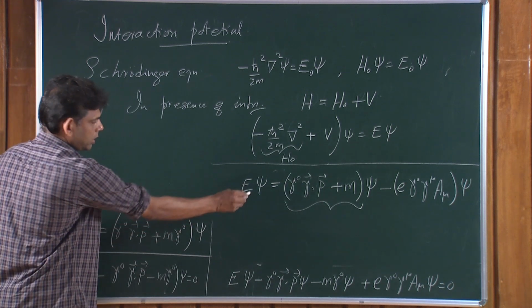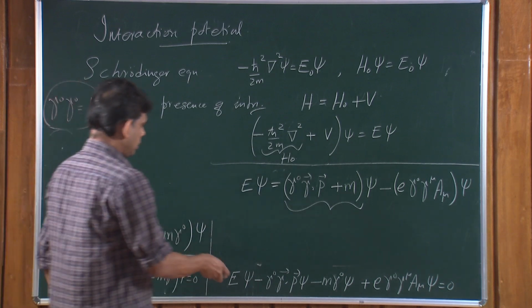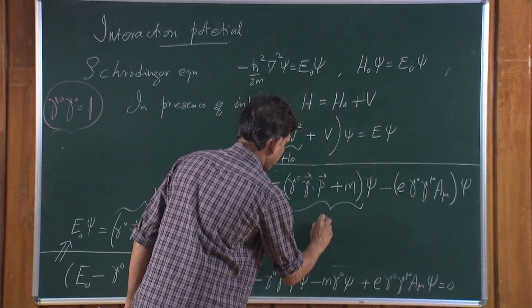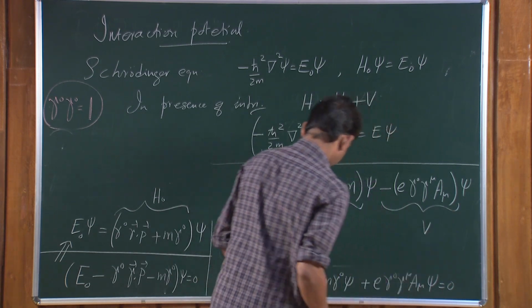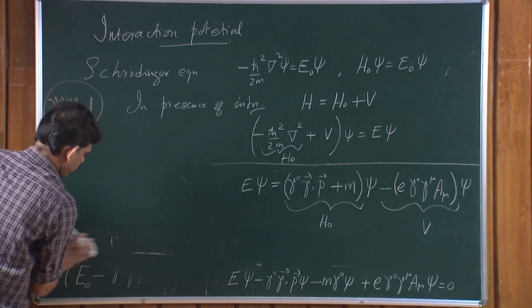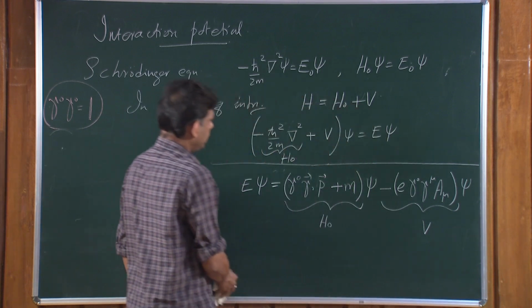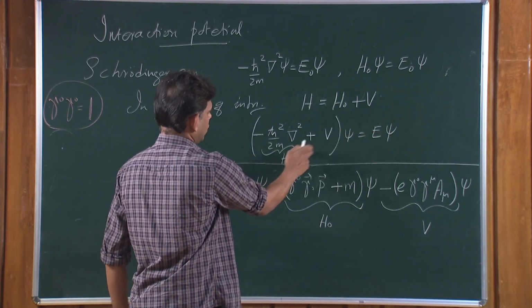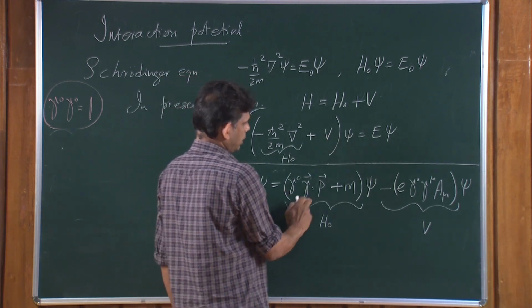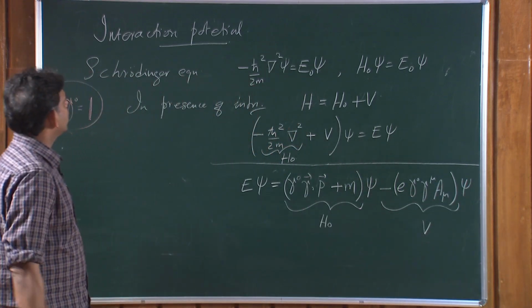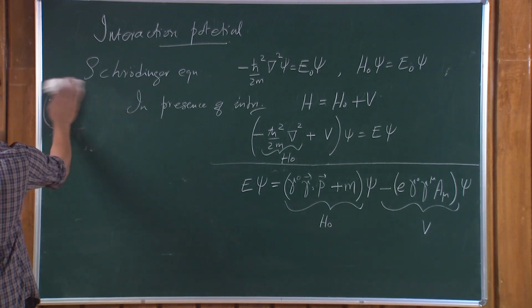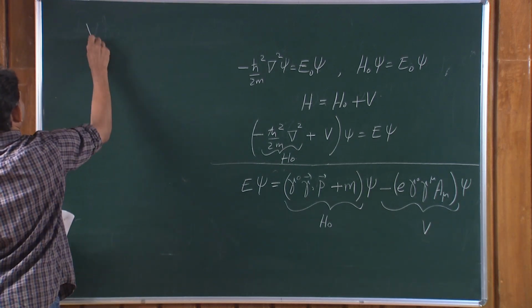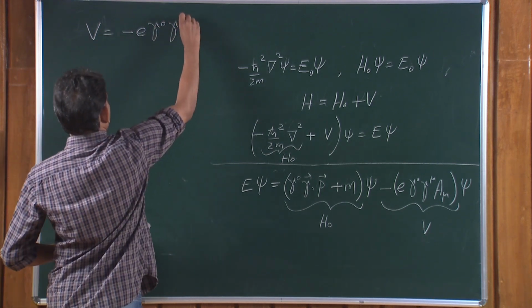Now, let us compare this and this. You will see that this is nothing but H naught, the one which corresponds to H naught, and this is basically the V. Let me rub off everything else, so that we can clearly see what is there, and also the Schrodinger equation. In the Schrodinger equation, we had E psi is equal to (H 0 plus V) psi. Here also we have E psi equal to (H 0 plus V) psi. So, the potential for an electron interacting with an electromagnetic field is V equal to minus e gamma 0 gamma mu A mu.